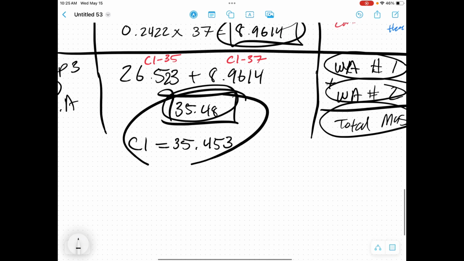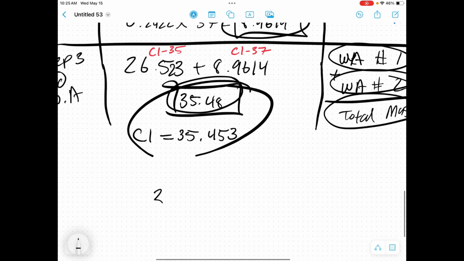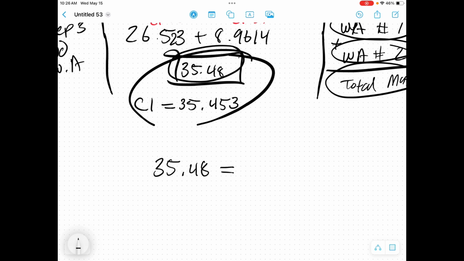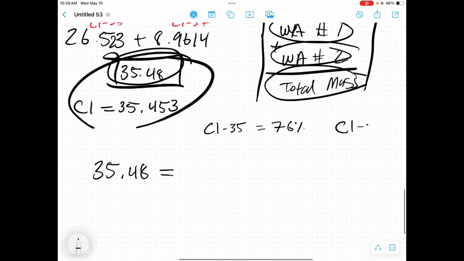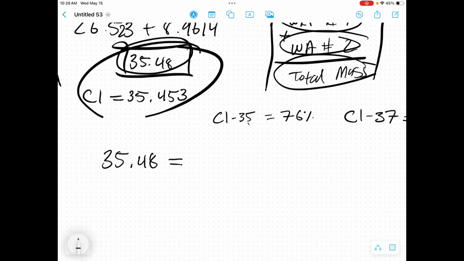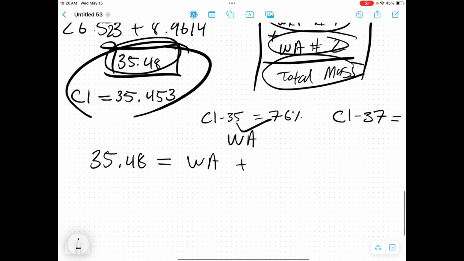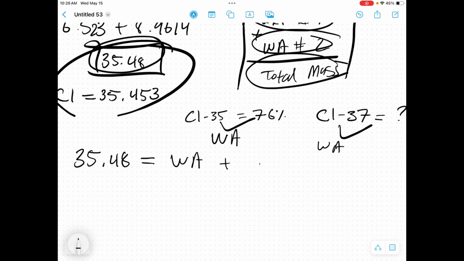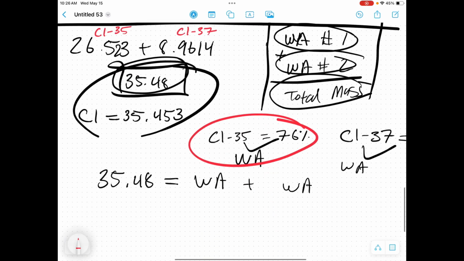Now, a variation of this problem you might see is if I told you your total average mass was 35.48, and if I told you that chlorine 35 was at 76% abundance, I could ask you to calculate the abundance of the other chlorine. Now, obviously, you could say 100 minus 76 would give you that 24. But the other way you would do it is you take these two, multiply them together, get yourself your weighted average. I know if I add that, that should be my second weighted average. So if you actually multiply those two numbers together, for this chlorine that you do know, you would get that 26.